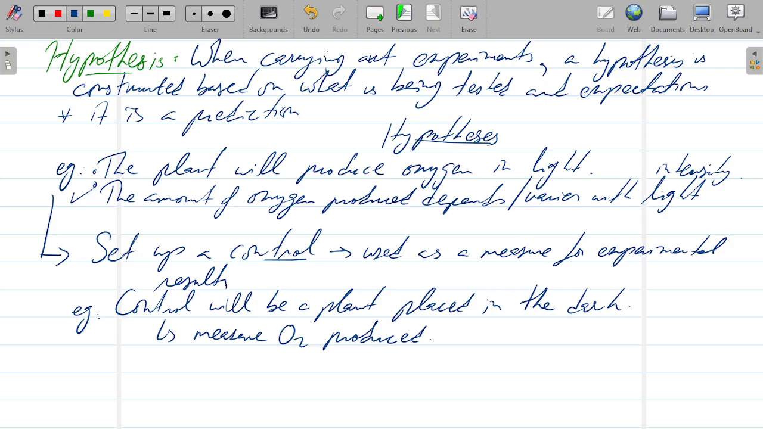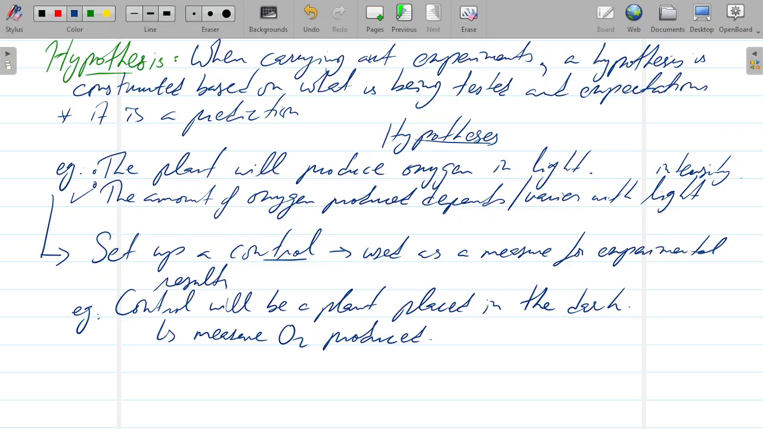And similarly for the light intensity, you keep the plant in the dark, you see how much oxygen is produced, and then you put the plant in different light intensities and see how much oxygen is produced under each one. So the control is one which is used as a measure against all the other experiments and the results that you get. Is that clear?